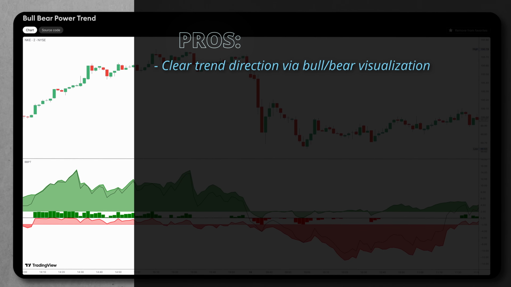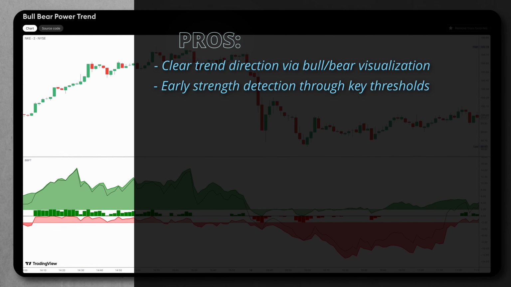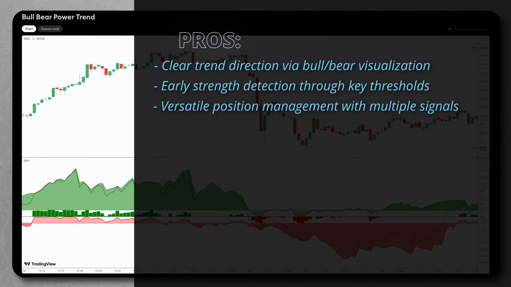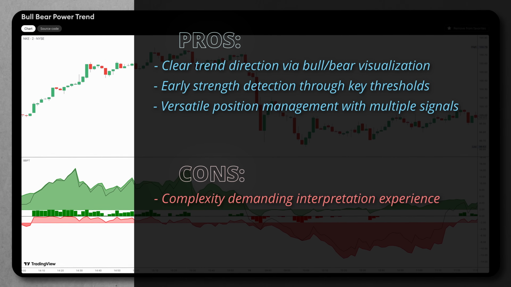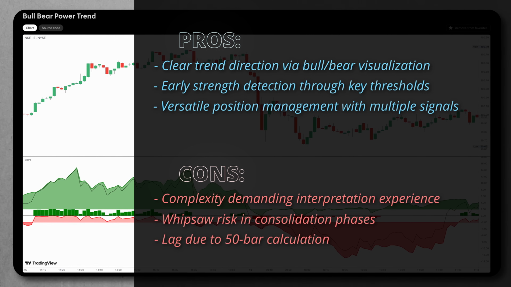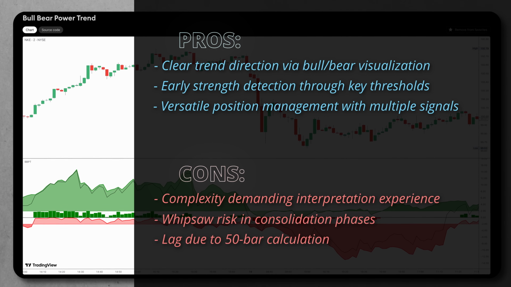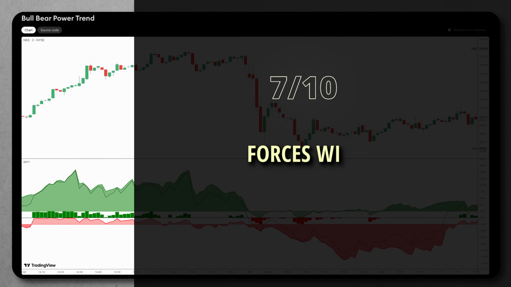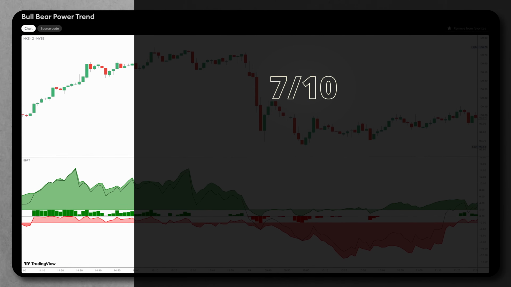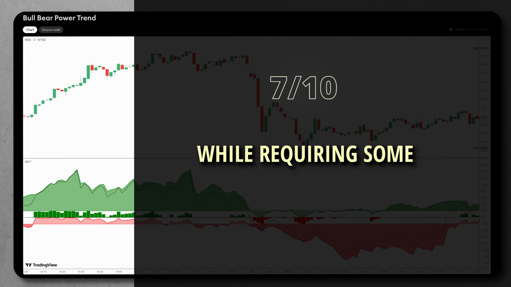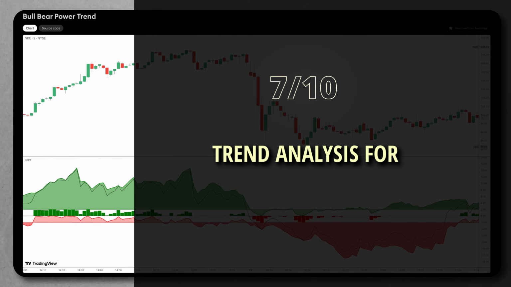Pros: clear trend direction via bull-bear visualization, early strength detection through key thresholds, versatile position management with multiple signals. Cons: complexity demanding interpretation experience, whipsaw risk in consolidation phases, lag due to the 50-bar calculation. Ranking: 7 out of 10. Effectively distinguishes bullish and bearish forces with clear trend strength cues. Histogram signals offer confirmation, and trend line smoothing adds flexibility. While requiring some experience, it delivers strong trend analysis for entries and position management.